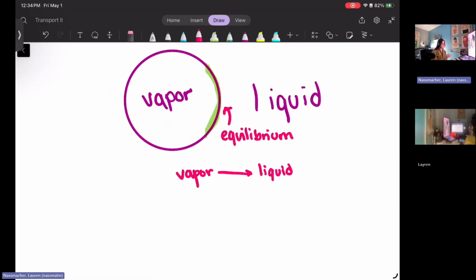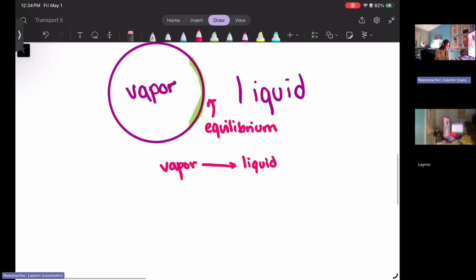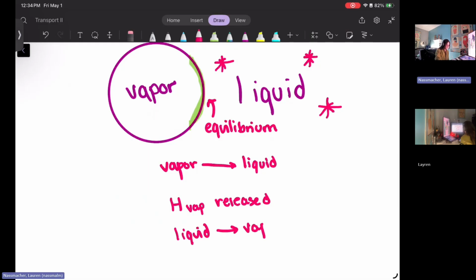And when vapor transforms into liquid at that equilibrium, the enthalpy of vaporization is released. So now in the liquid over here, there's a bunch of energy that's just been released. So the liquid will then vaporize back into vapor. And now there's this equilibrium. Wow. So it's just going back and forth. There's basically zero exchange, right? So the vapor's turning into liquid, the liquid's turning back into vapor once that enthalpy of vaporization is released.